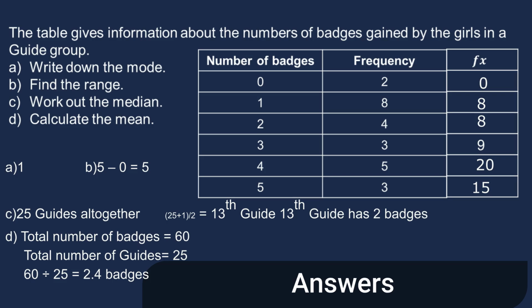To find the mean, you multiply the number of badges times the frequency. You add all of the products to have a sum of 60. The total of the frequency is 25. 60 divided by 25 is 2.4 badges.